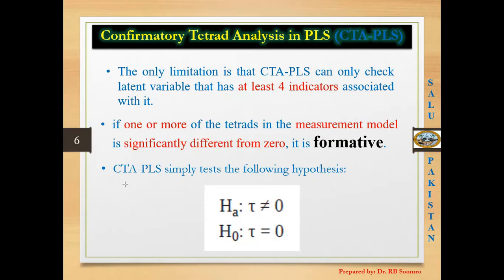So that's why there is another rule, a hypothesis, that the CTA tests. CTA implies testing the following hypotheses. Whenever you perform the CTA, it tests these two hypotheses. In this one, the H8, the T means a tetrad. When the tetrad is not equal to zero, it is formative. And when the tetrad is equal to zero, it is reflective. So this is the type of decision rule which we have to provide. On the basis of this, we can determine whether my measurement model is reflective or formative.